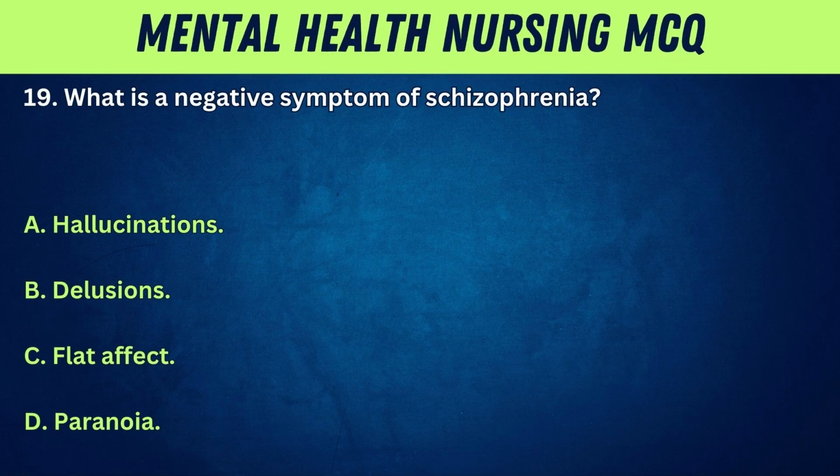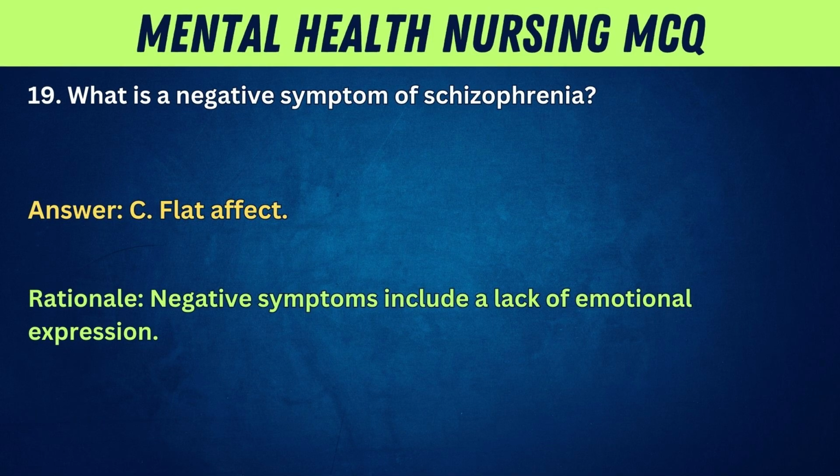19. What is a negative symptom of schizophrenia? A. Hallucinations. B. Delusions. C. Flat affect. D. Paranoia. Answer: C. Flat affect. Rationale: negative symptoms include a lack of emotional expression.